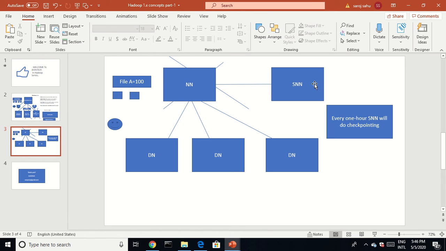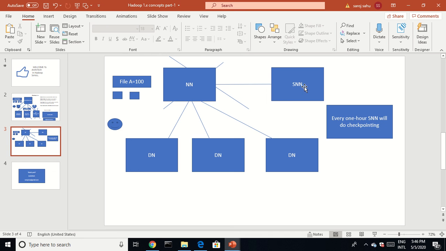Now the metadata is present in the secondary name node. Whatever metadata is present in the name node, it would be with the secondary name node. Now my name node goes down. Can I access the data? No, I cannot access the data, but I can fix the issue of the name node and copy the metadata from the secondary name node, if the name node's metadata is corrupted. So it is not a hot backup, it is a cold backup.